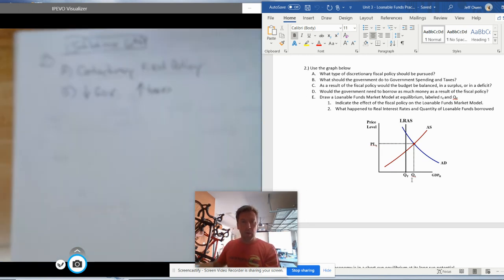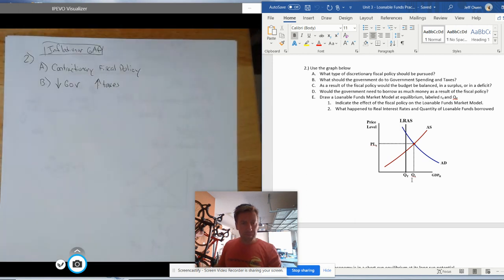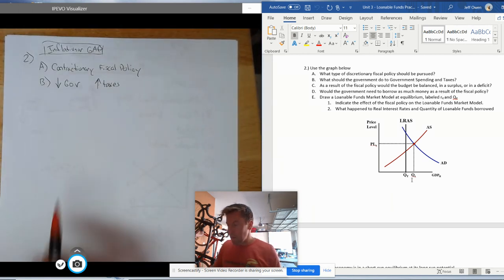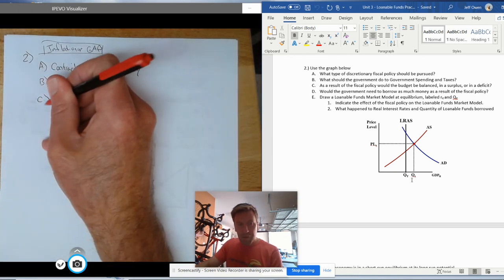Why would we want to do this? Because by cutting government spending, it's going to move aggregate demand to the left. By increasing taxes, that cuts into people's disposable income and they won't spend as much. So we're messing with the G component of aggregate demand and we're messing with the C component of aggregate demand once again. All right, part C.